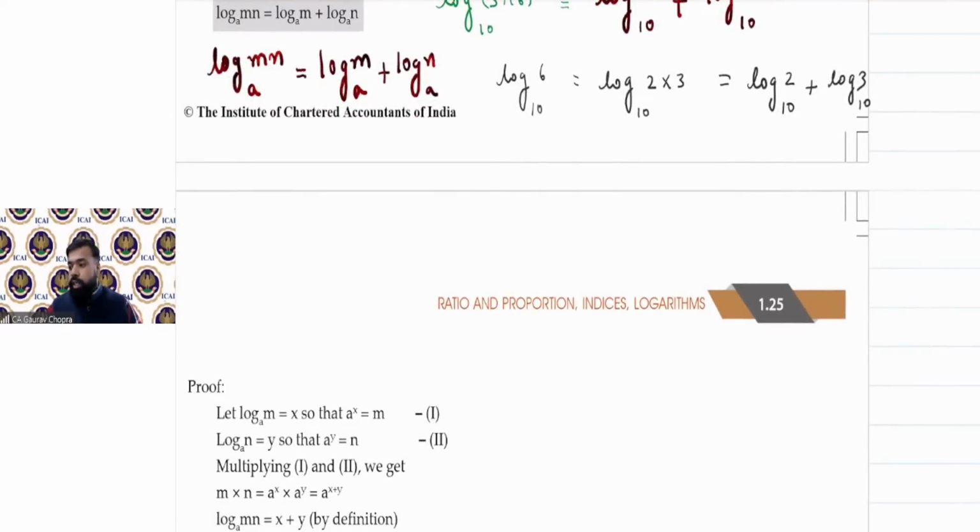Sakshi says clear. Then Srinidhi says your teaching is very, very good. Thank you so much.